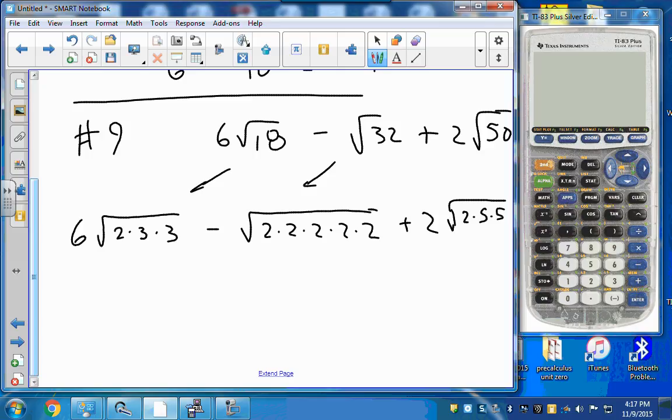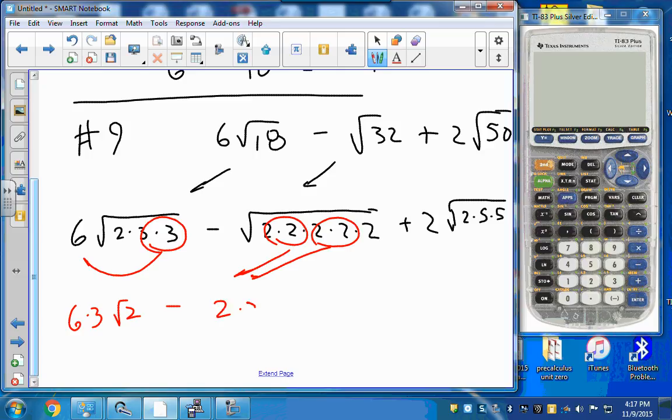We're going to simplify each radical. Here we can take a 3 out. So that gives us 6 times 3 square roots of 2. Here we can take out a pair of 2's. This comes out front, 2 by 2, left with the poor little guy inside. And here we can take out a pair of 5's. So that's 2 times 5 square roots of 2.